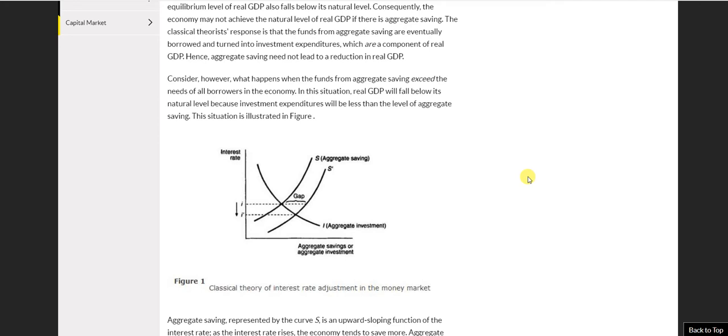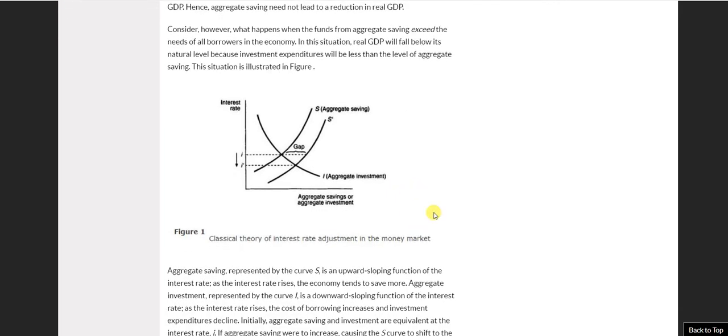Here you can consider what happens when the funds from aggregate saving exceed the needs of all borrowers in the economy. In this situation, real GDP will fall below its natural level because investment expenditure will be less than the level of aggregate saving. The situation is illustrated in this figure. You can see the interest rate on the y-axis, and on the x-axis the aggregate saving or aggregate investment.